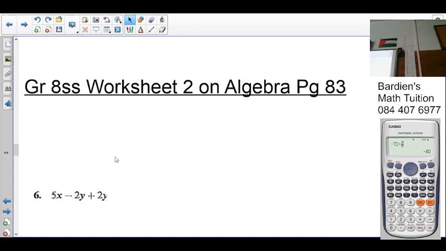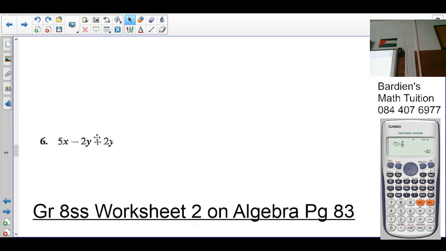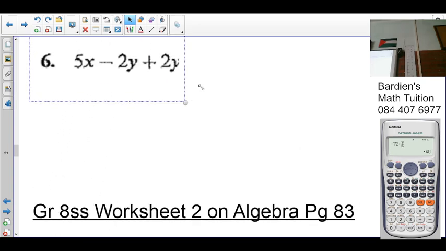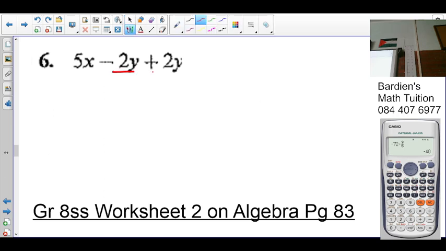Let's carry on. Number 6. Number 6, we have 5x minus 2y plus 2y. Are they all like terms to each other? No. It's only negative 2y and positive 2y that are like terms. So 5x on its own, so I say 5x. So what's minus 2y plus 2y? 0. So just write y, not so?